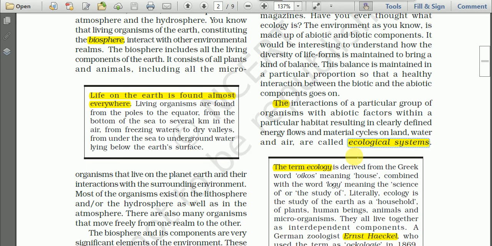So what do you mean by ecosystem? The interaction of a particular group of organisms with biotic factors within a particular habitat, resulting in clearly defined energy flows and material cycles on land, water, air, is called an ecological system. So an ecological system is the interaction of a particular group of organisms with abiotic factors, meaning with the physical environment. Physical environment here is, for example, the atmosphere, sunlight, the hydrosphere, and the lithosphere. The interaction between the living organisms and their physical environment is known as an ecological system.